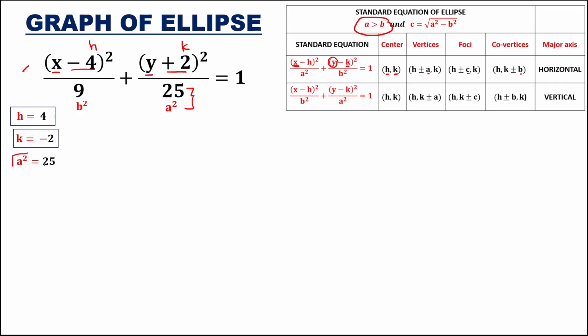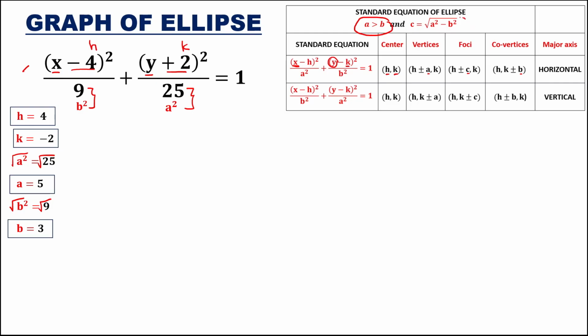Then to solve for A from A squared equals 25, take the square root. Therefore, A is equal to 5. Then to solve for B from B squared equals 9, take the square root. So therefore, B is equal to 3.